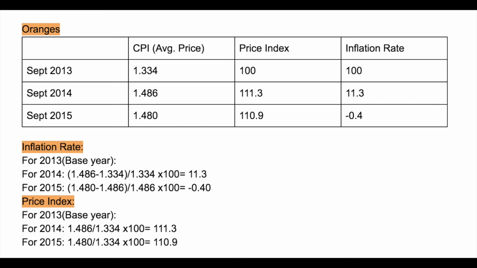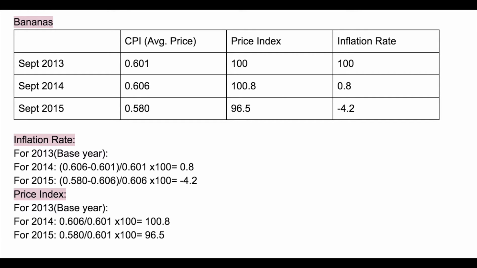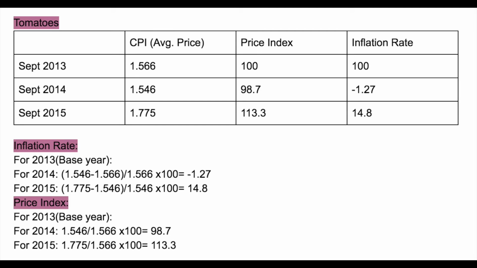In the bananas, there's also another deflation in 2015. So we can look that over. And we are finding the inflation rate and the price index with the equations I have listed. So we're just really plopping in those numbers into the equation to find our information. We go to tomatoes, there's a deflation rate in 2014. Price index goes up. The inflation rate kind of fluctuates.